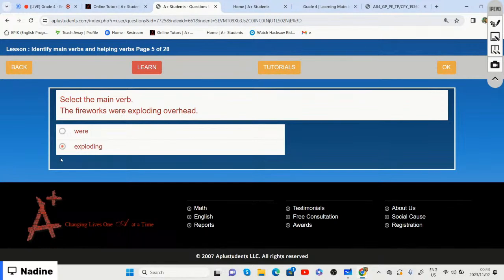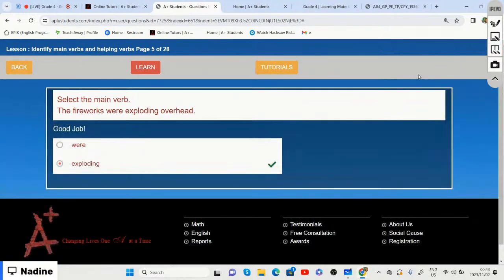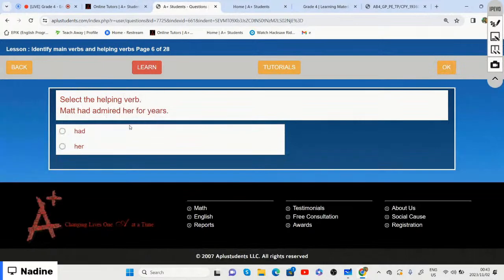Yes, because what happened to the fireworks? They were exploding overhead. Exploding. Remember, it is the main verb that we are selecting. The main verb. So exploding is correct. So well done.